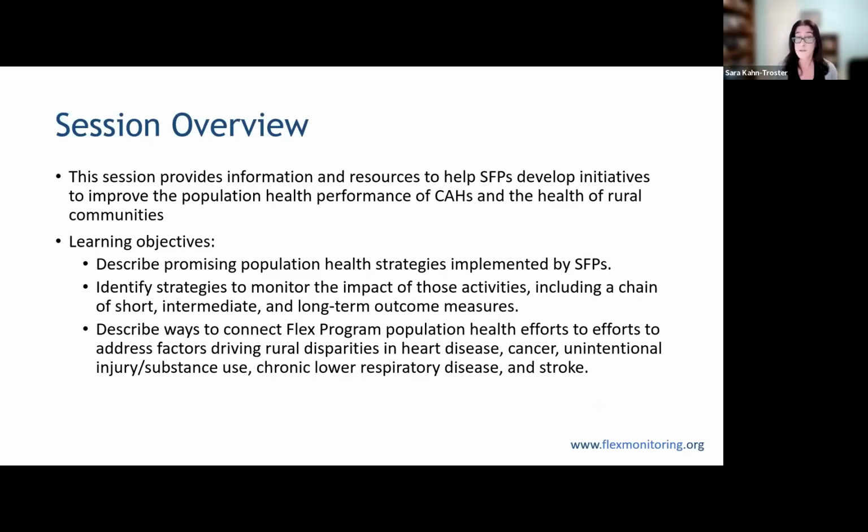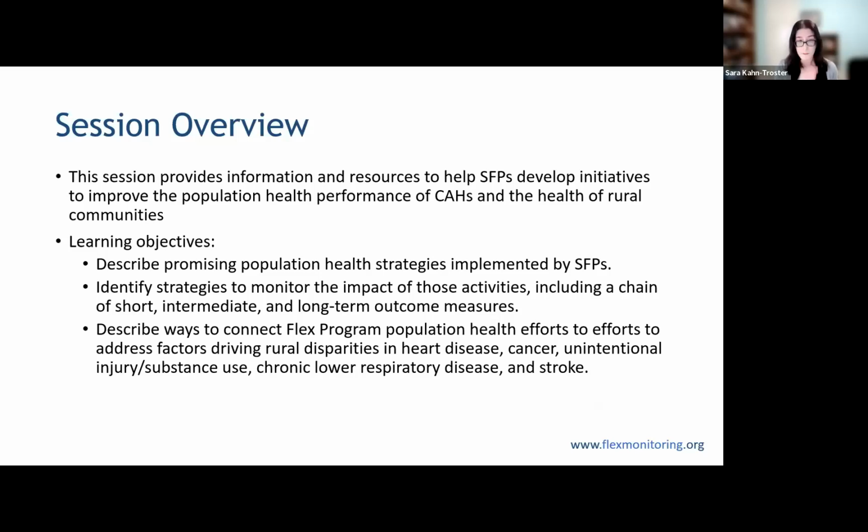Much of this material is based off of a policy brief and a companion inventory brief that the FMT published earlier this year. I'm going to start us off by sharing the findings from the inventory of activities that were proposed under Program Area 3 for the current funding cycle, including a description of 2 promising approaches for population health initiatives. I'm also going to mention some of the challenges relating to outcome measurement that we saw in the applications. Celia will then share examples of strategies that state flex programs can use to monitor the impact of their population health activities and assist CAHs in addressing rural health disparities.